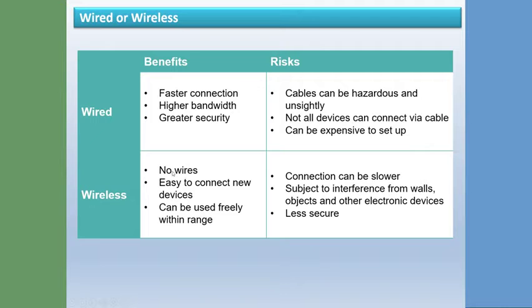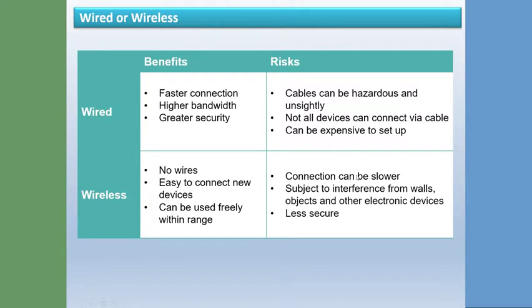Wireless devices, however, benefits: we have no wires. We don't have this unsightly and hazardous potential. It's easy to connect new devices to our network as long as you've got the wireless password, and they can be used freely within a specific range. So if we're talking about in a school, you could, for example, take some laptops out onto the field using wireless and work from outside the building.